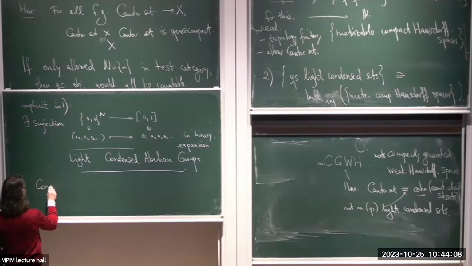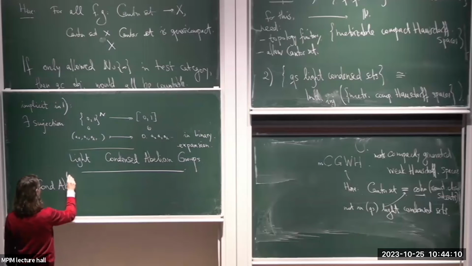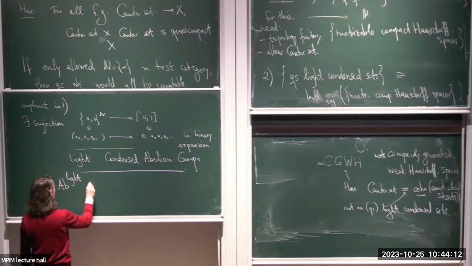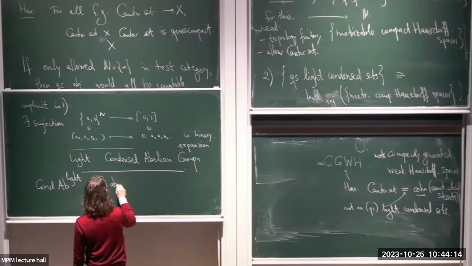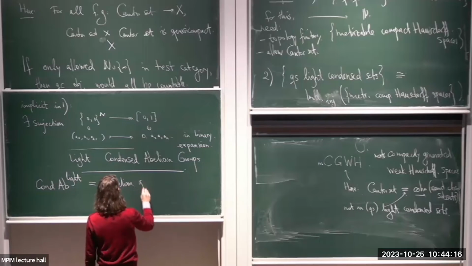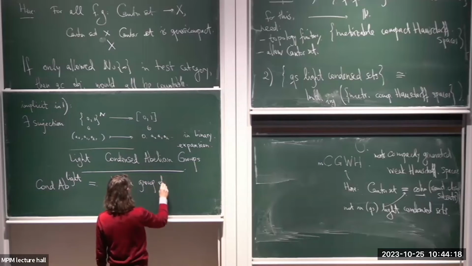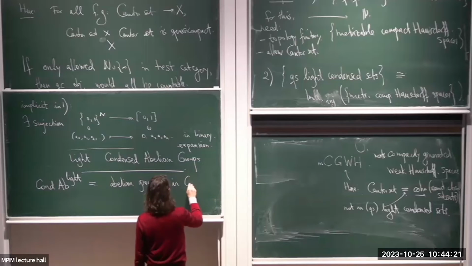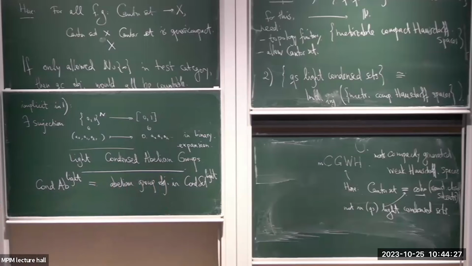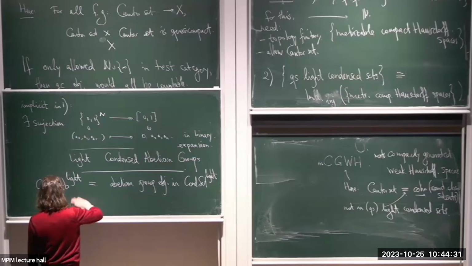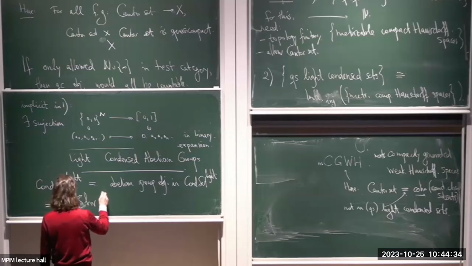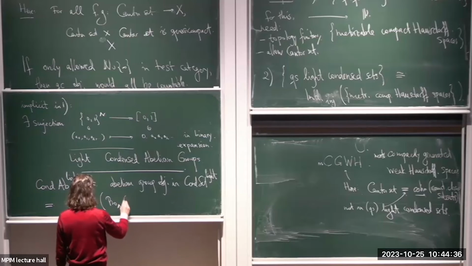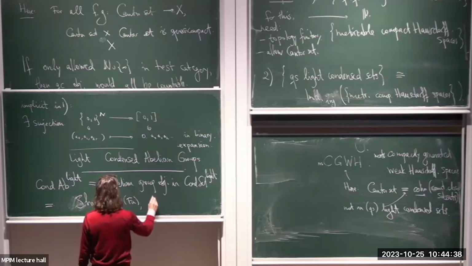So we have this category of light condensed abelian groups. There are actually two ways to think about this. I didn't say it last time. So either these are abelian group objects in light condensed sets, or these are sheaves of abelian groups. Let me just write it simply: sheaves on this category of light condensed sets with values in the abelian groups.